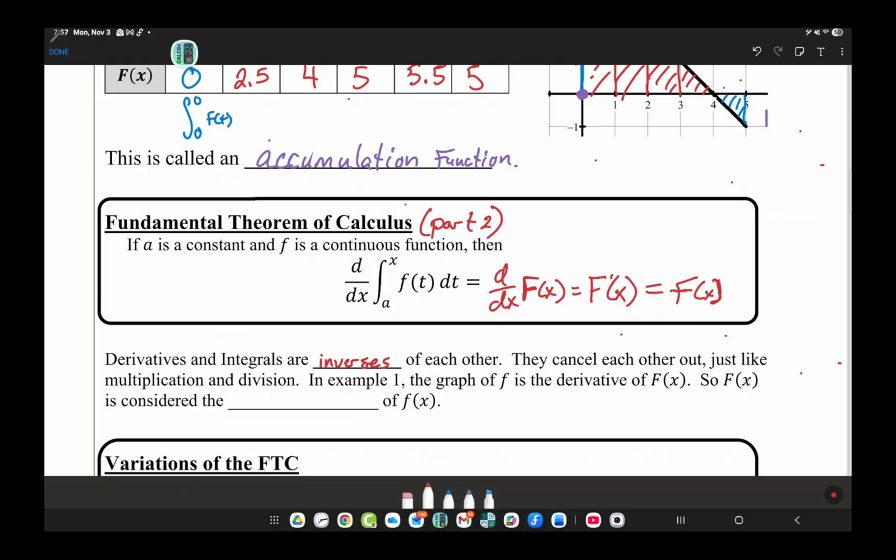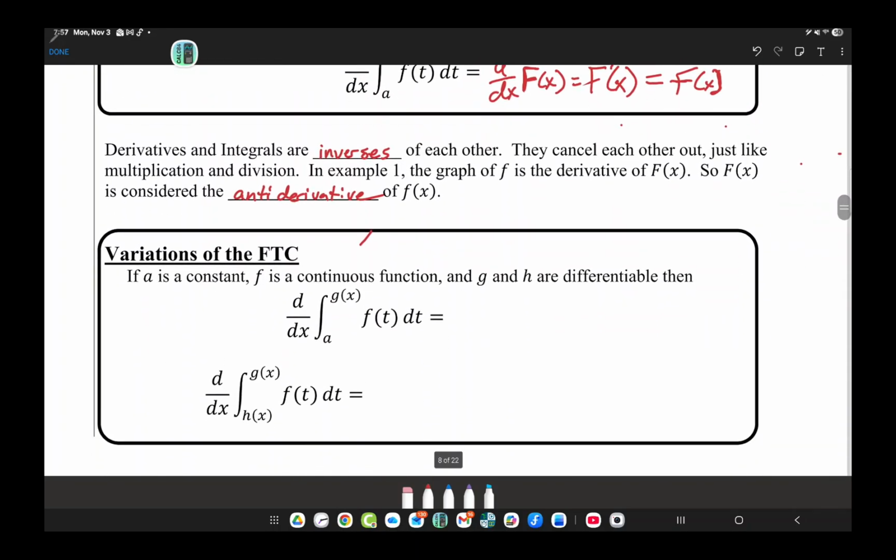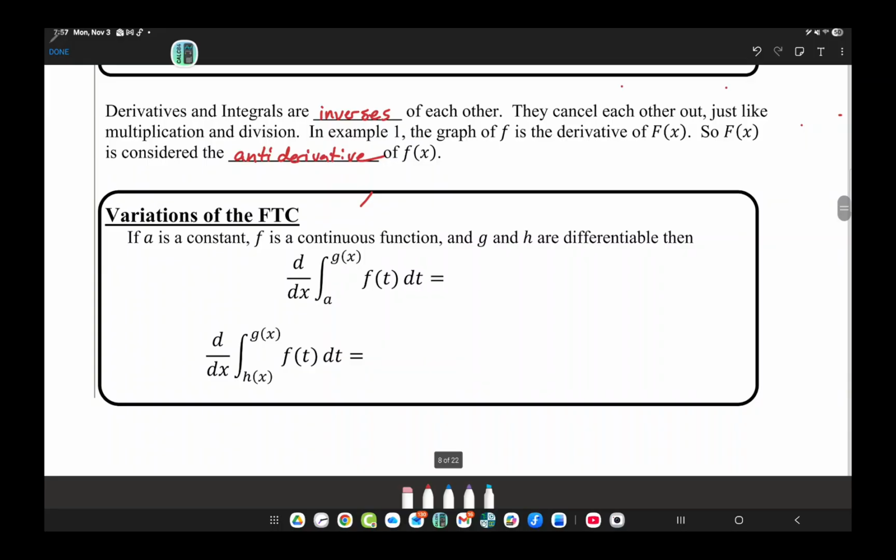So capital F of x is considered to be the antiderivative. Antiderivative. That's going to be kind of an important word we are going to use on Wednesday when we pick back up. Now, what does this mean? How are we going to see this represented on the AP exam and on tests and homework? We are going to have an integral.